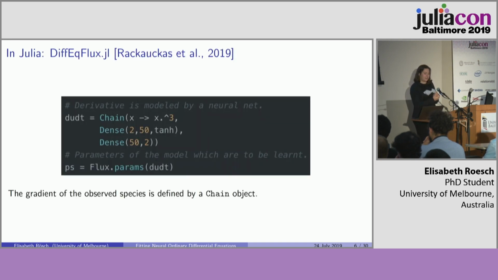And the way that works in DiffeqFlux is that you have your du dt as a chain object. And in those layers, the nice thing is that you can use whatever function you want. So in this case, the first layer, you have this x mapped on x to the power of 3. So you can include prior knowledge in the structure of your ODE. And that's a very nice feature for us as systems biologists, because sometimes we do have this prior knowledge, and we can include that here.